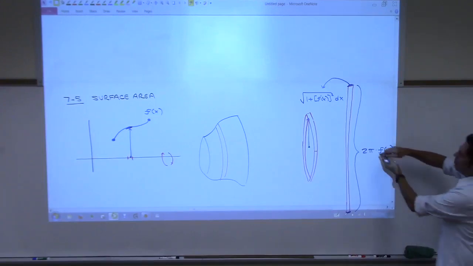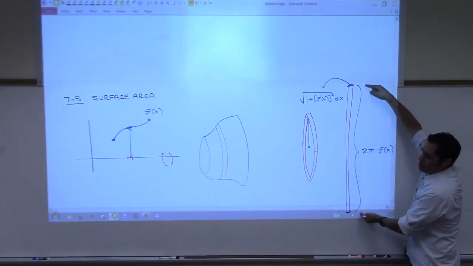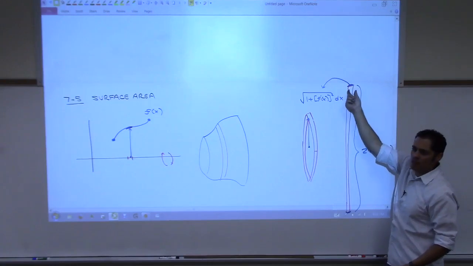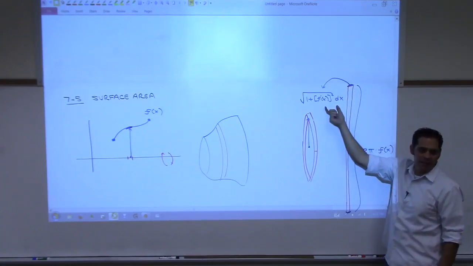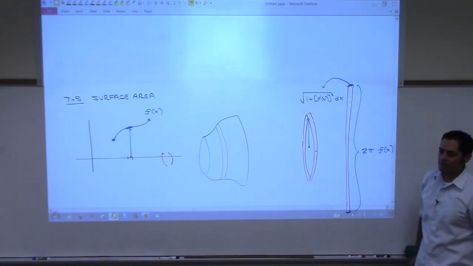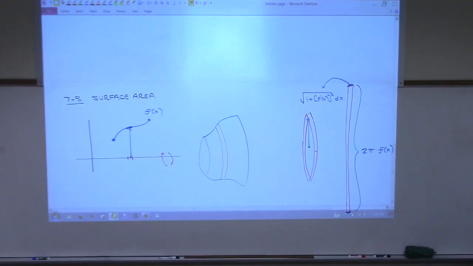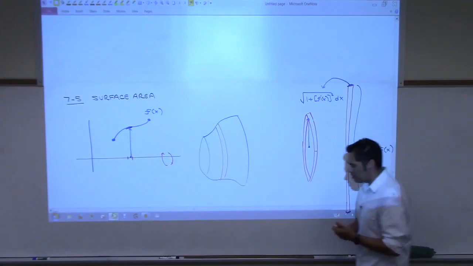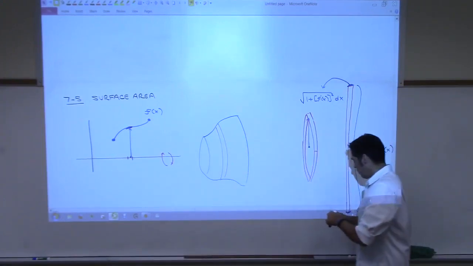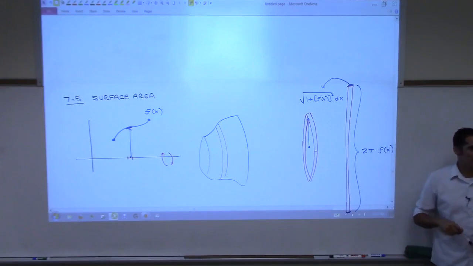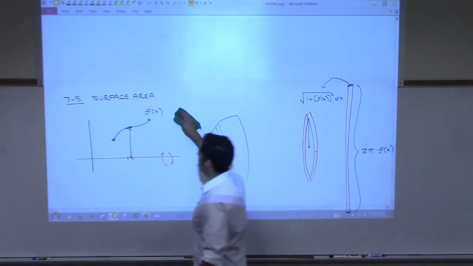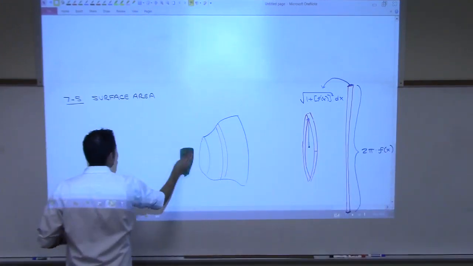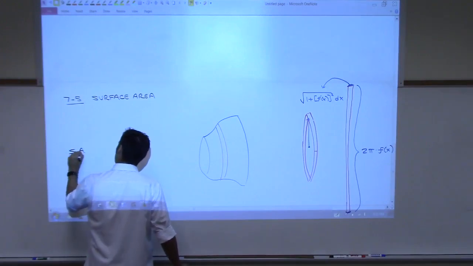Okay, so it's the circumference of the rubber band times the width of it, but the width of it is the arc length of the rubber band, or the arc length of that little strip. So in terms of a formula, with integrals and stuff, is this not going to look a lot like the arc length formula? Don't you think it will? Let's see what our formula should look like. You tell me. Maybe you can come up with it.